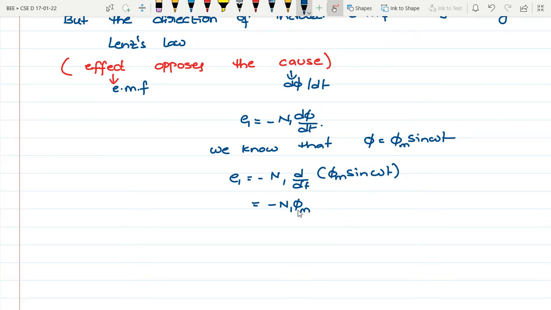What is the differentiation for sine? Cos omega t. So for omega t, it is omega. You are differentiating with respect to t, not omega t. So for omega t, differentiation is omega. So minus N1 phi m omega into cos omega t. This is E1.